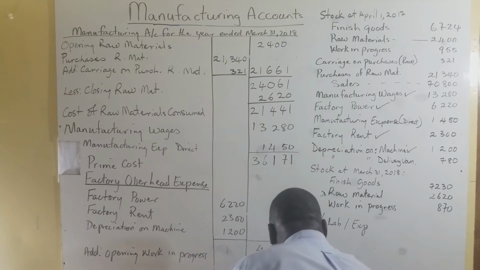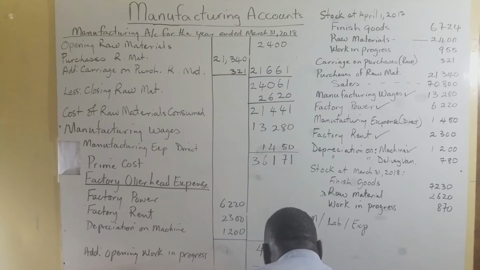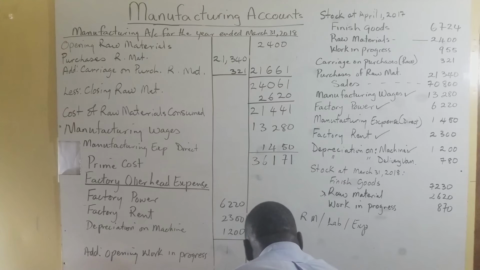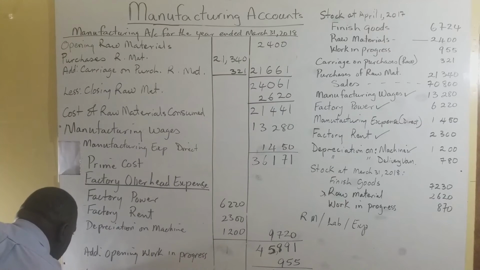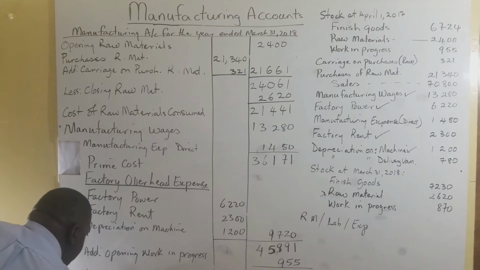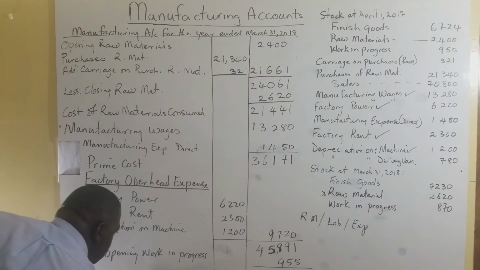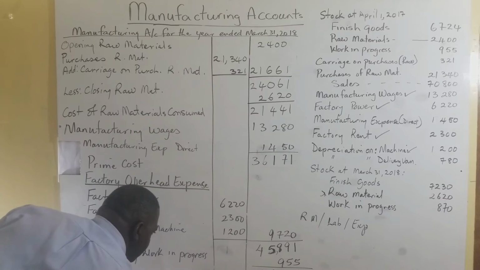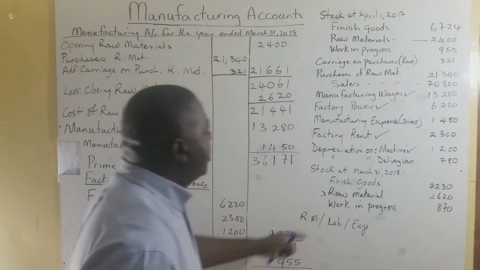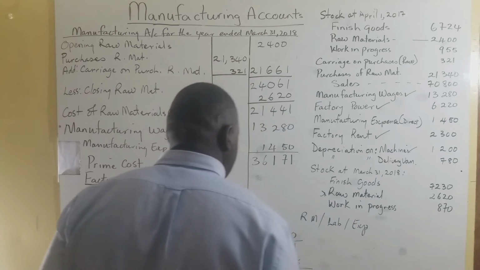This is going to be 6, 9, and that's going to be 14. That is going to be 18. That's going to be 8 carry 1. That is 6, and this is 4. All right. Then we will less the closing work in progress. The closing work in progress is 870.